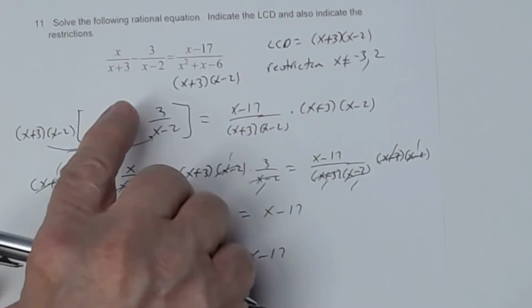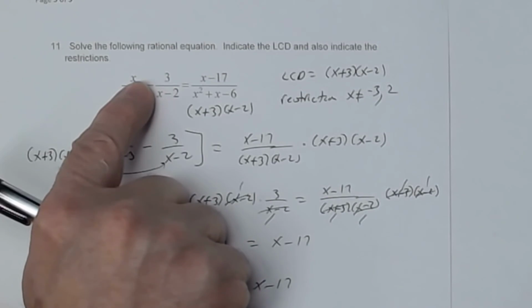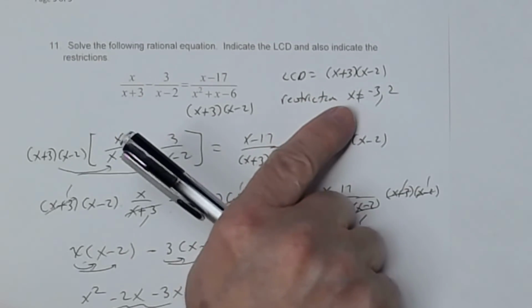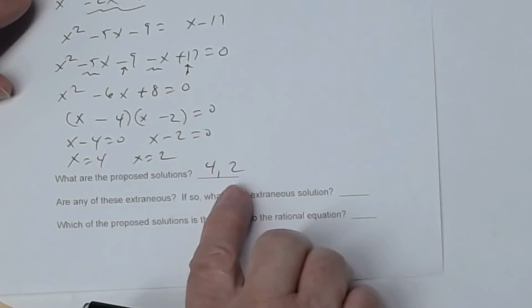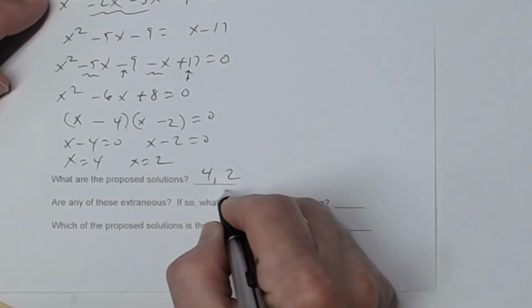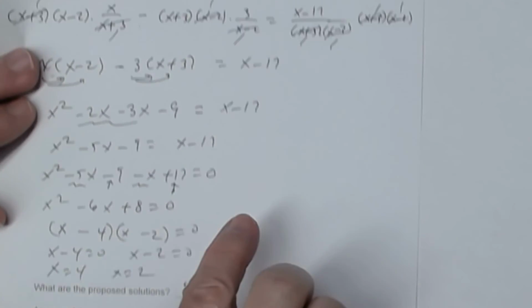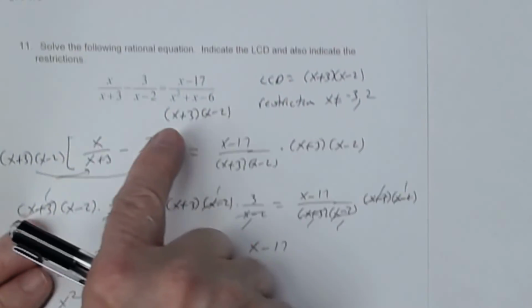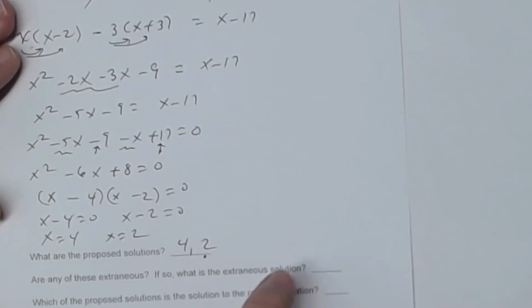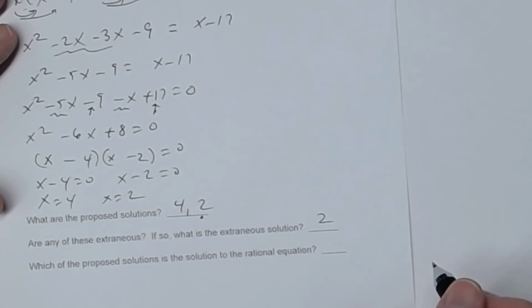But my original equation was not quadratic. My original equation was a rational equation, and remember you had restrictions. So I want you to notice that your restrictions are negative 3 and 2. One of my proposed solutions right here is a restriction. So it means that I cannot use x equal 2. 2 is a solution to this quadratic, but it's not a solution to the original. So that's a false solution, so that's an extraneous solution. So your extraneous solution is 2.